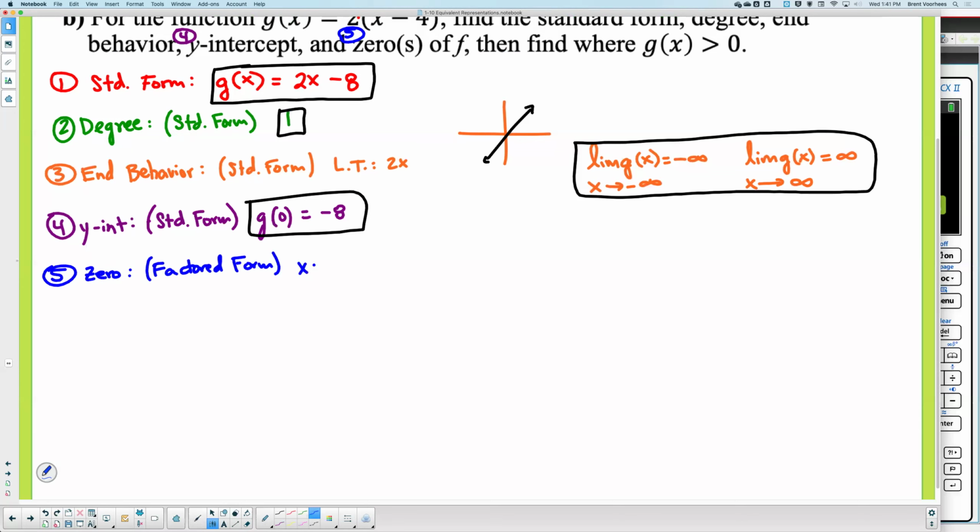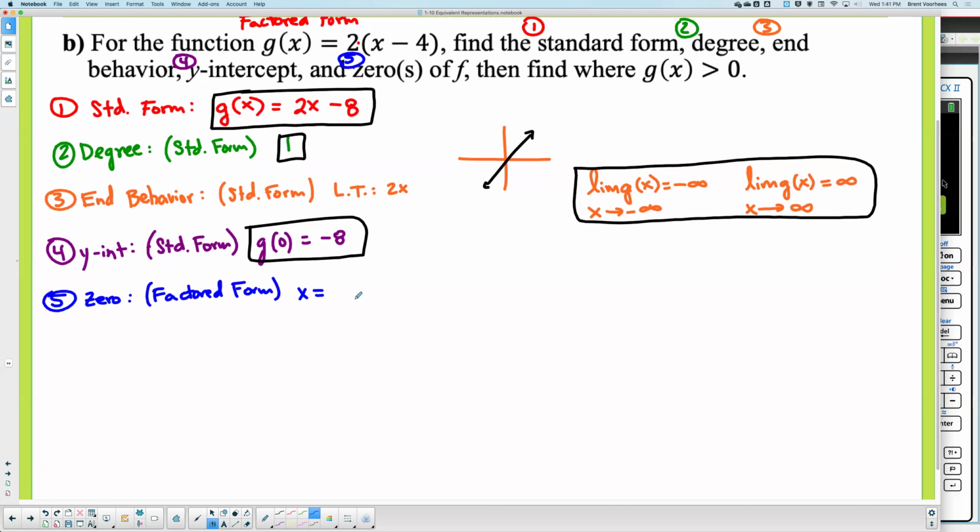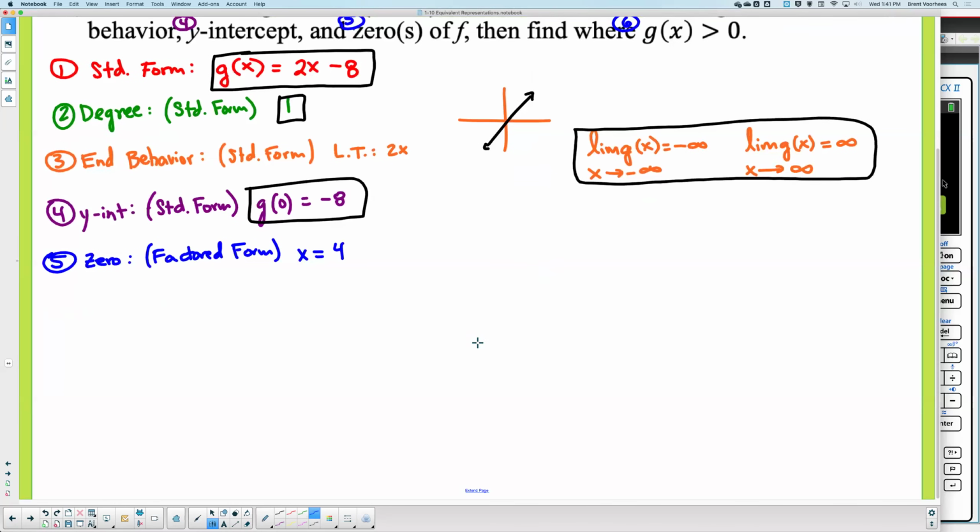We have that x equals what value? When you look at the, I can't see the factored form. There it is. What does x actually equal? 4. Okay, from here, now it says find where g of x is greater than or equal to 0. We're going to do this last. So now we're going to come back and g of x being greater than 0.